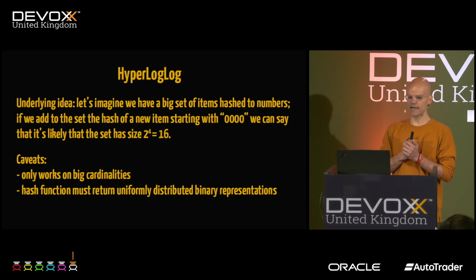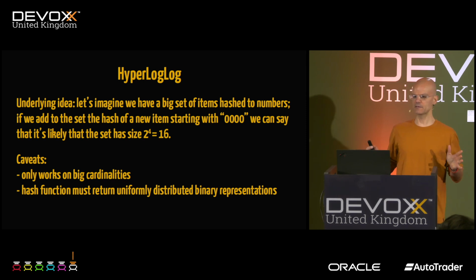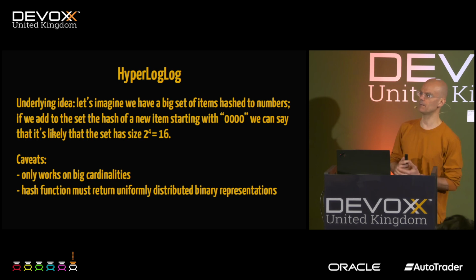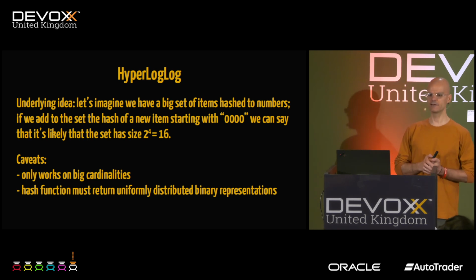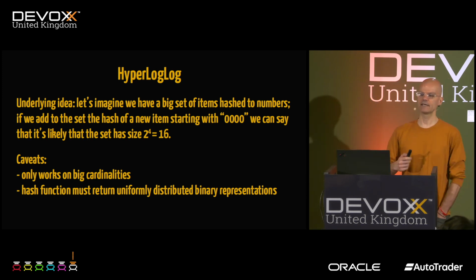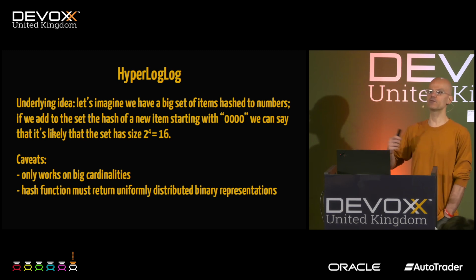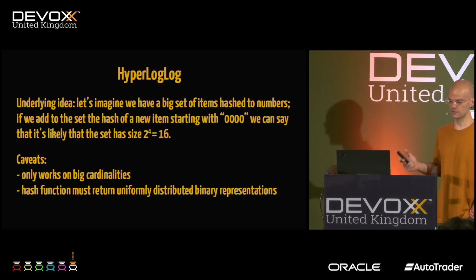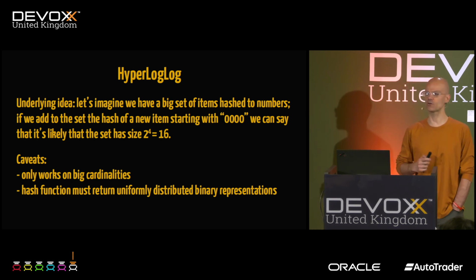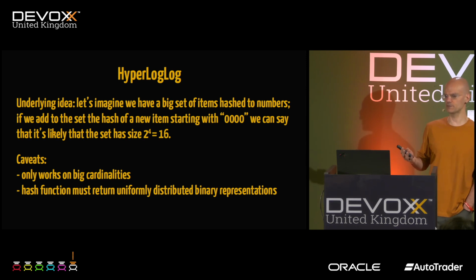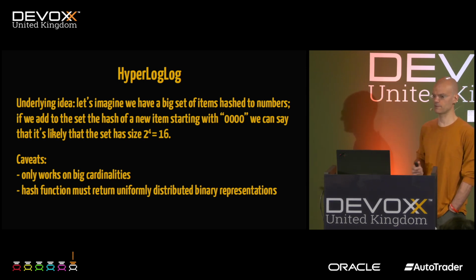So let's imagine we have a big set of items which are hashed to numbers. So we have this big set of random numbers, as in the example we saw before. And if we add a number to the set which starts with 4 zeros, then we can say that it's likely that the set has the size of 2 to the fourth. So 4 zeros, 2 to the fourth, so 16.